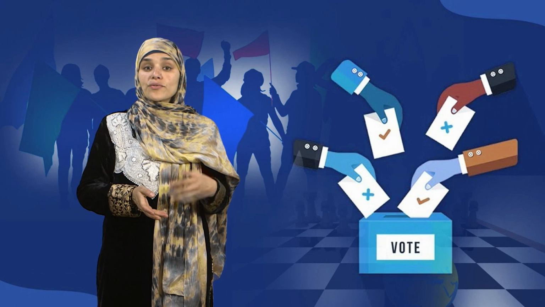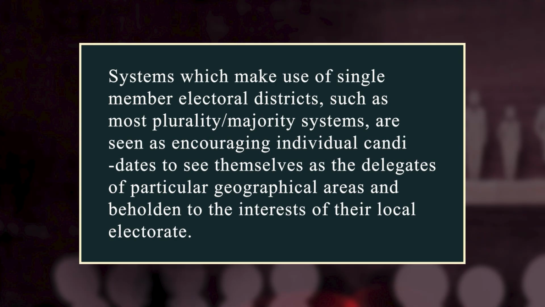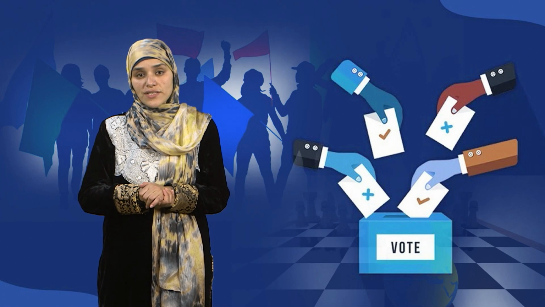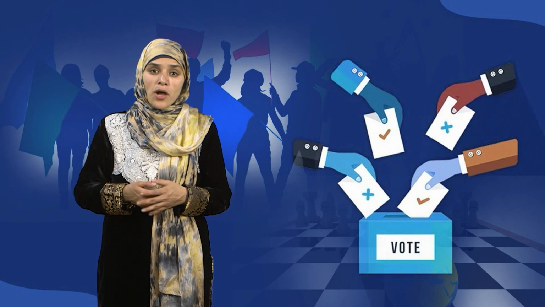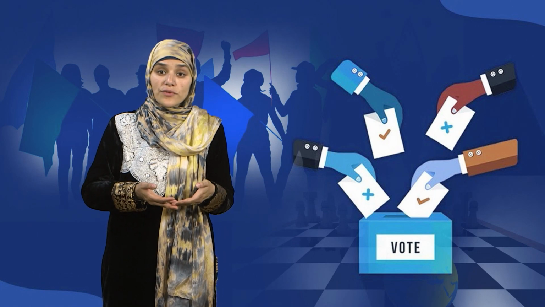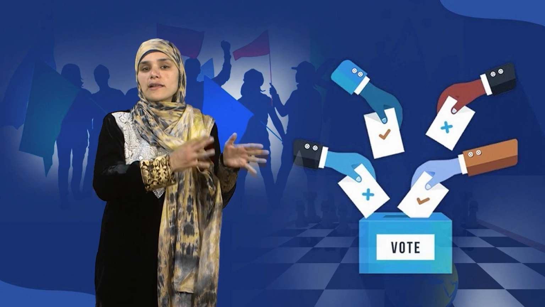Different kinds of electoral system also result in different relationships between individual candidates and their supporters. In general, systems which make use of single member electoral districts, such as most plurality majority systems, are seen as encouraging individual candidates to see themselves as the delegates of particular geographical areas and be beholden to the interests of their local electorate. By contrast, systems which use large multi-member districts, such as most proportional representation systems, are more likely to deliver representatives whose primary loyalty lies with their party on national issues. Both approaches have their merits, which is one of the reasons for the rise in popularity of mixed systems that combine both local and national level representatives.